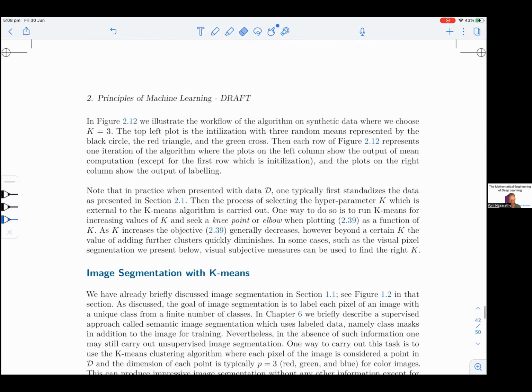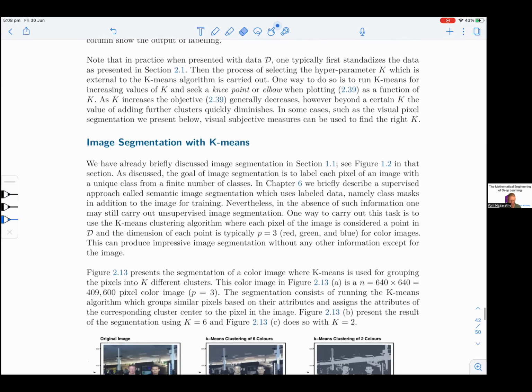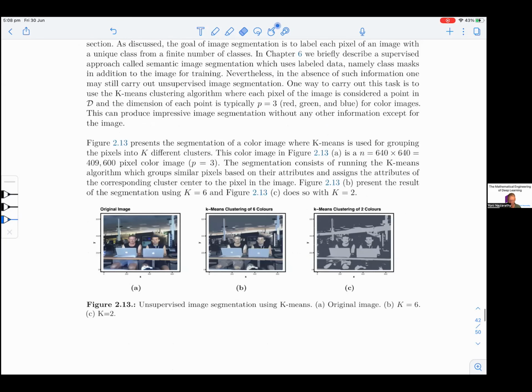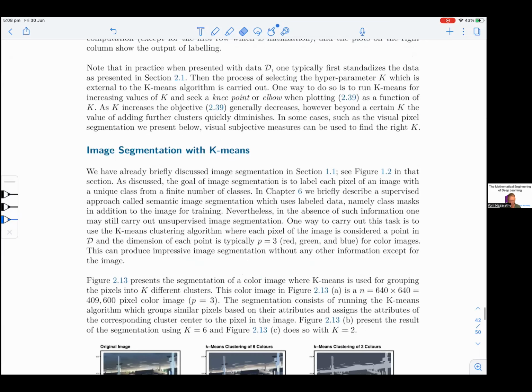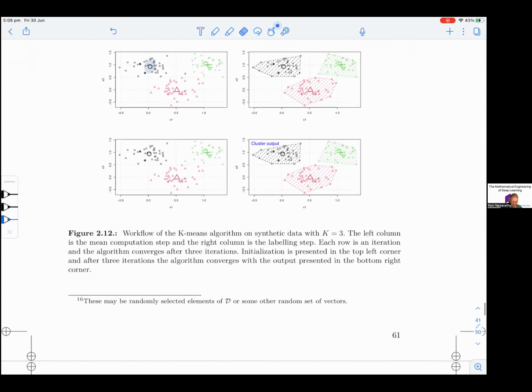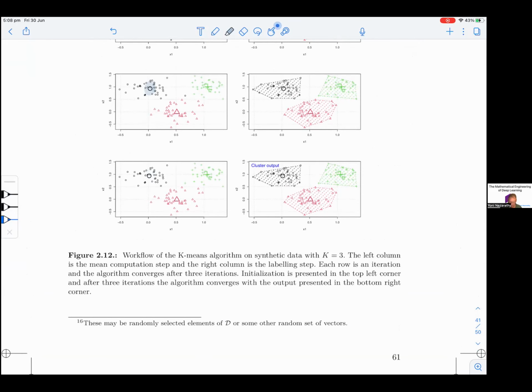Note that, let's also read the footnote. There is a footnote, and I don't see the footnote. It was right here. So this footnote is about initialization, and the footnote says, these may be randomly selected elements of D or some other random sets of vectors. Okay, so there are all kinds of initialization strategies. One way is just to pick 3 random elements.